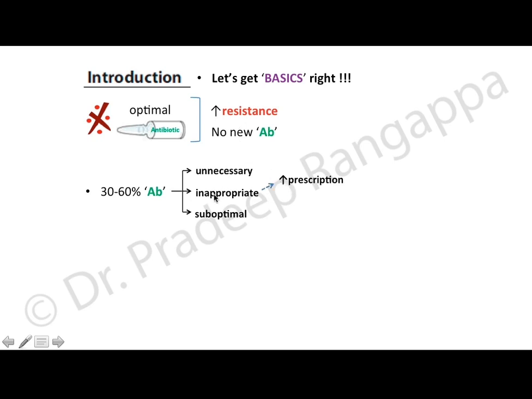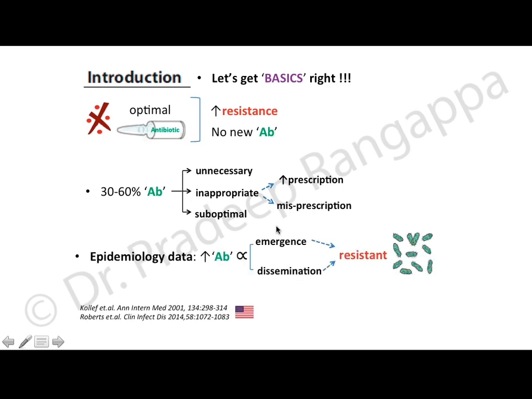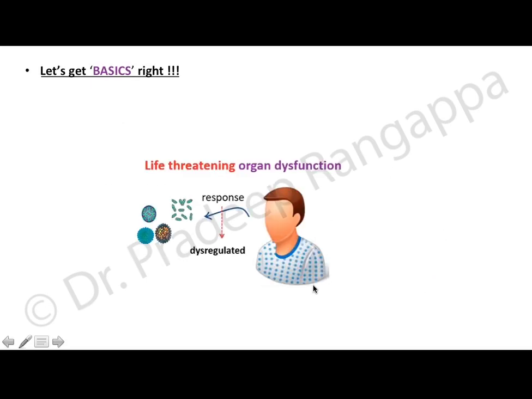The inappropriate usage of antibiotics is due to increased prescription of antibiotics by anyone and everyone, and erroneous prescription of antibiotics. And these are the references for that. If you look at the epidemiological data, it is shown that there is an increase in the emergence of antibiotic resistance, and the increase in the usage of antibiotics is shown to be in direct proportion to the emergence and dissemination of resistant organisms. So the more antibiotic we use, the more is the emergence of resistant organisms, and the more is the dissemination of resistant organisms.